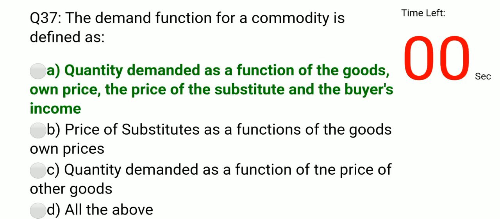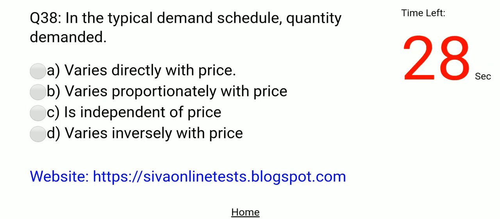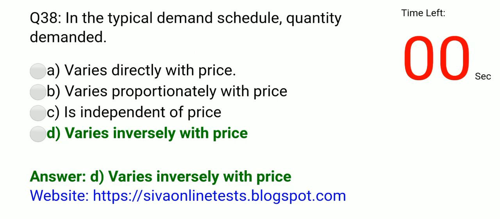Answer. A. Quantity demanded as a function of the goods own price, the price of the substitute, and the buyer's income. Question 38. In the typical demand schedule, quantity demanded. Options. A. Varies directly with price. B. Varies proportionately with price. C. Is independent of price. D. Varies inversely with price. Answer. D. Varies inversely with price.